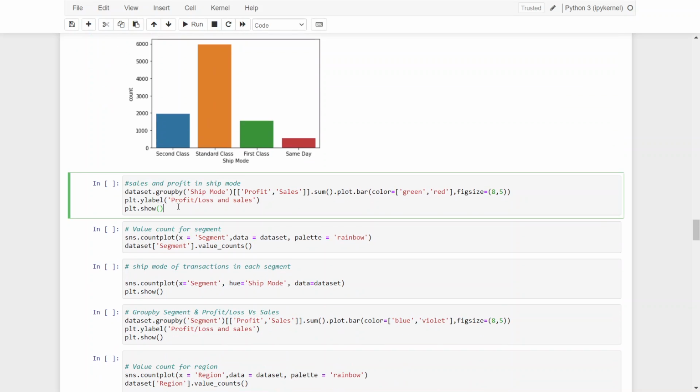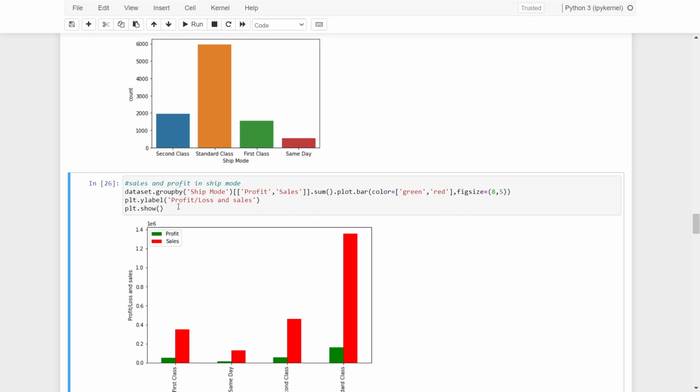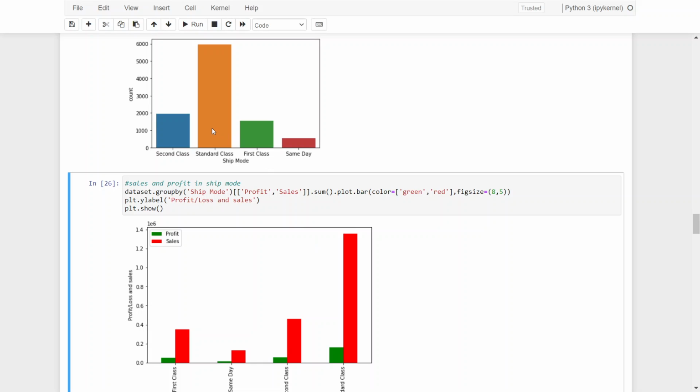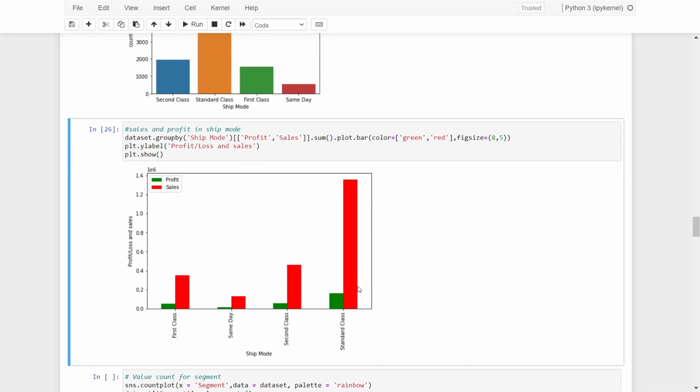Next I am going to look at the sales and profits by ship mode. Let's plot it. Yes, these are the sales and profits by ship mode. As you can see, the ship mode preferred by the most customers has the most sales and profit, followed by second class, then first class and same day.